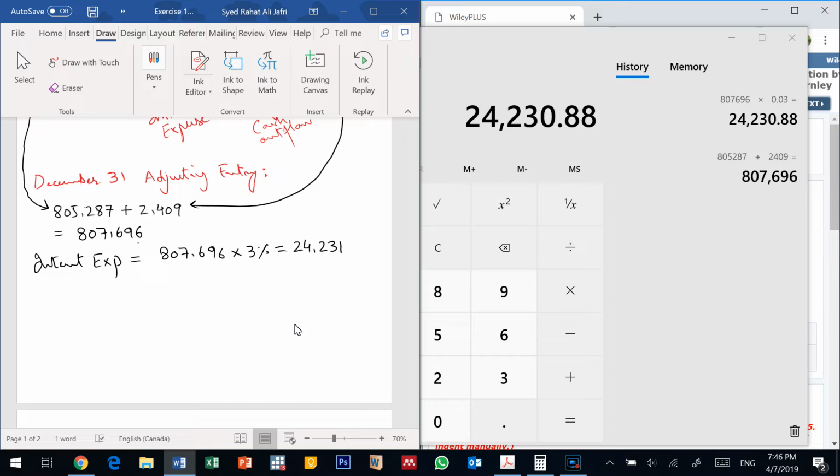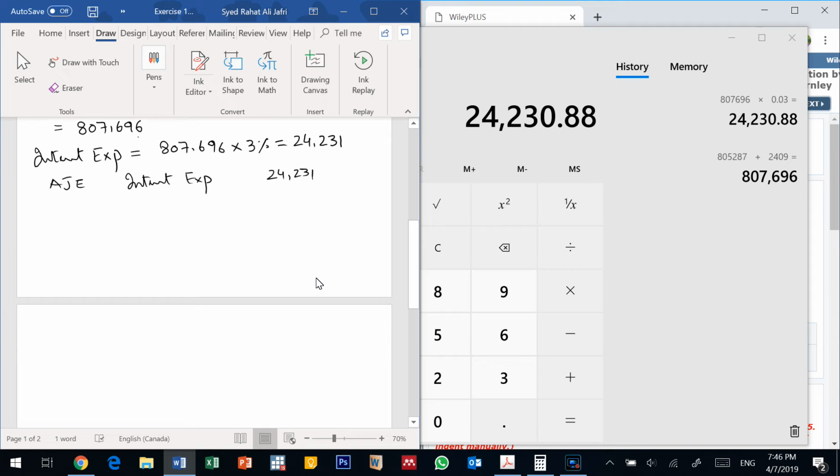Now, my adjusting journal entry, AJE, would be interest expense debit 24,231. Now, I'm not paying any cash now. It's just an adjusting journal entry. Cash would be paid on January 1st.